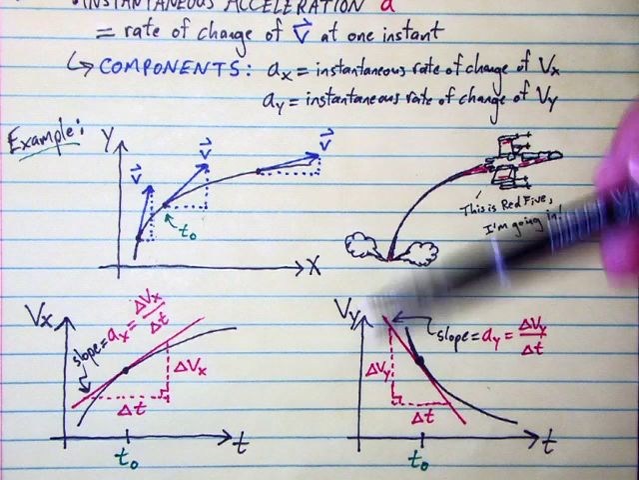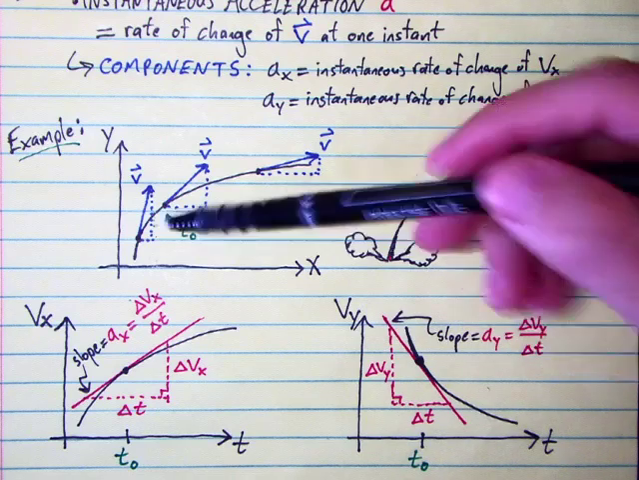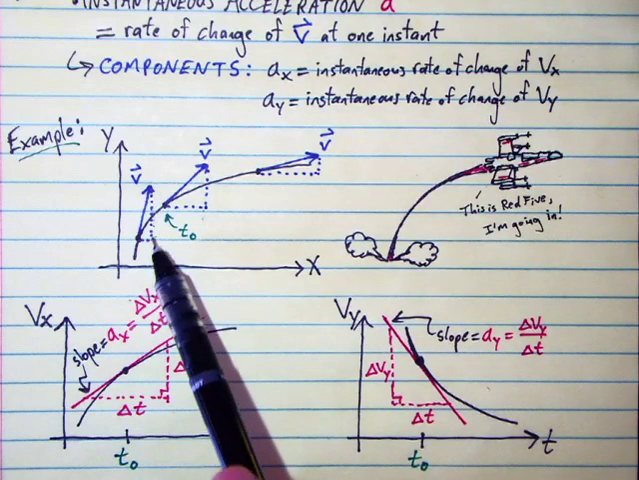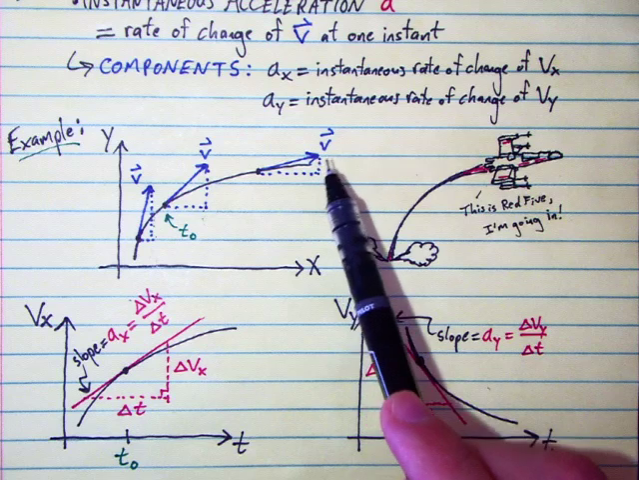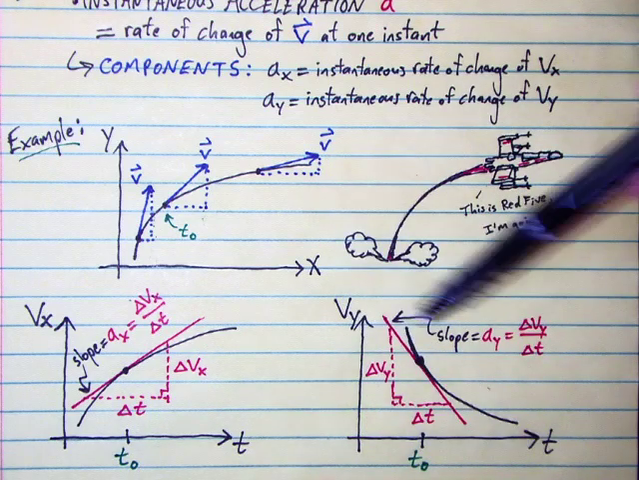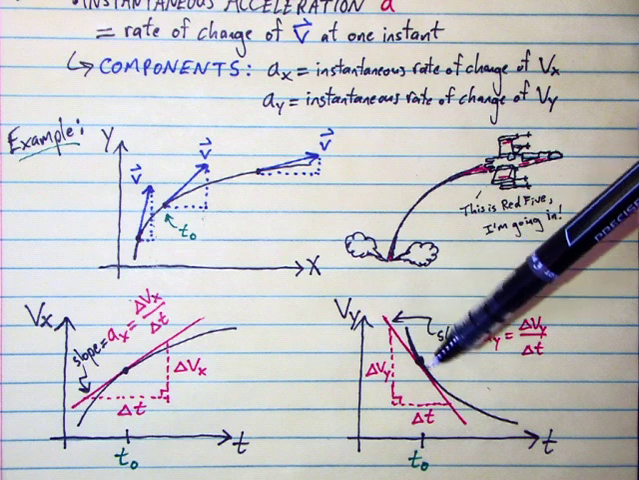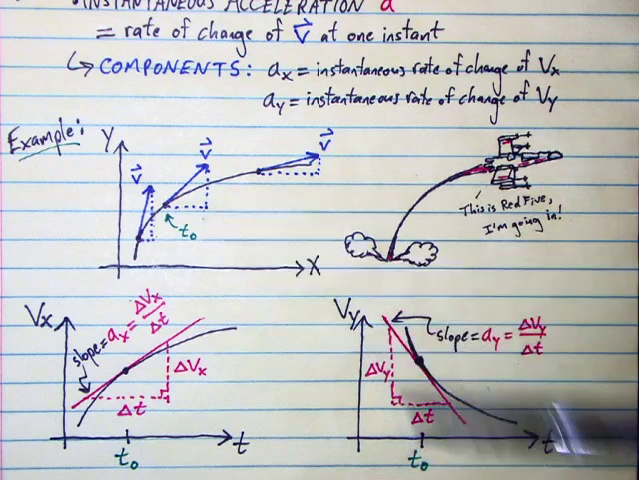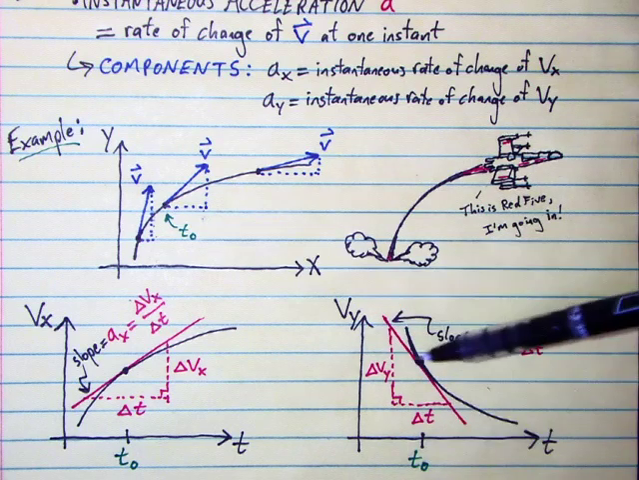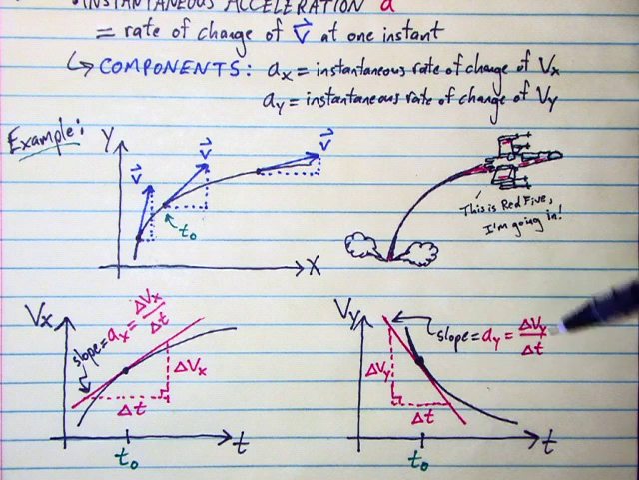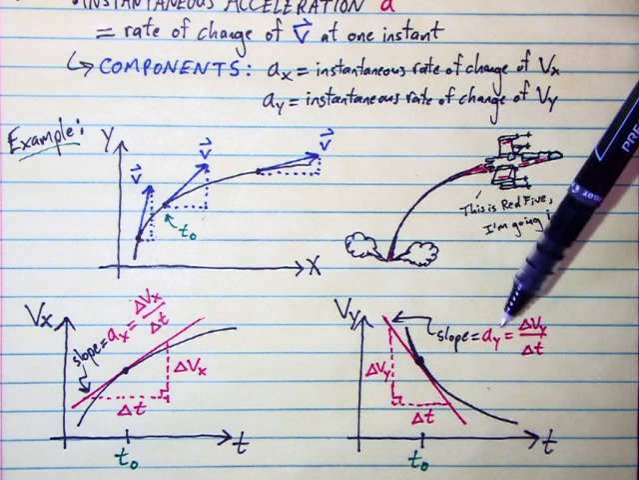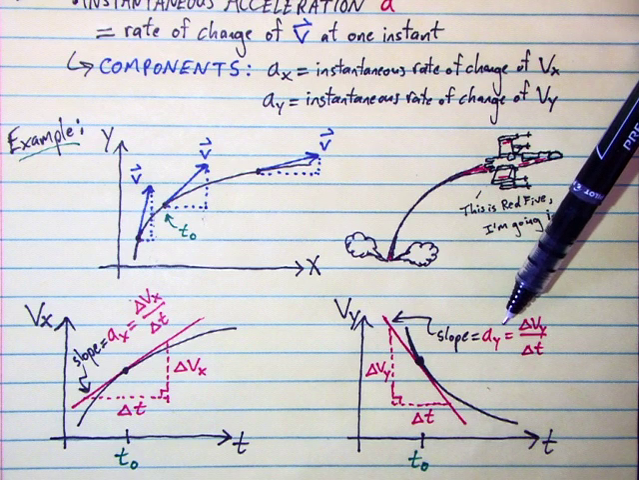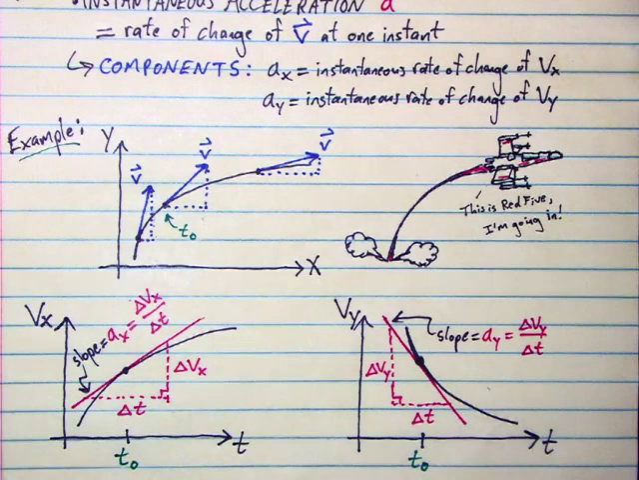On our vy versus time graph, we saw that the y component of the velocity was positive but getting smaller this whole time. So here we see the y component of velocity being positive but decreasing as time goes on. So at this particular moment, t0, we draw in the tangent line and measure its slope, and that delta vy over delta t represents the y component of the instantaneous acceleration. We'll see an application of this in projectiles.